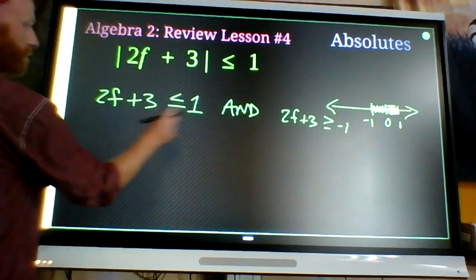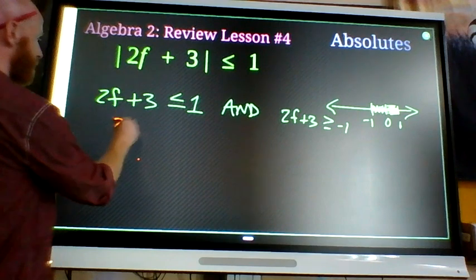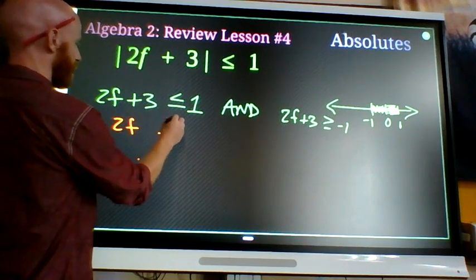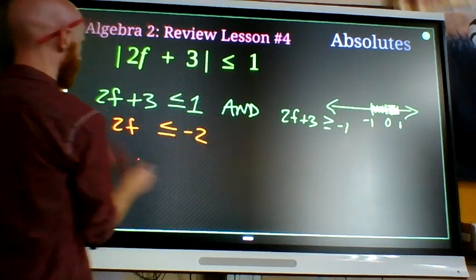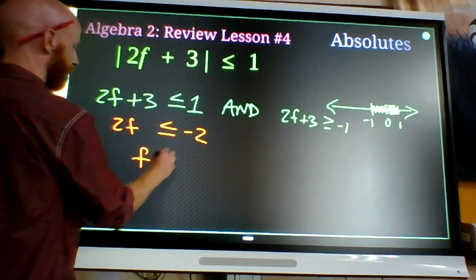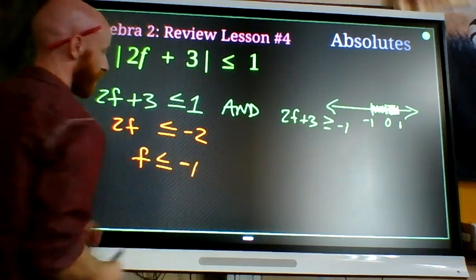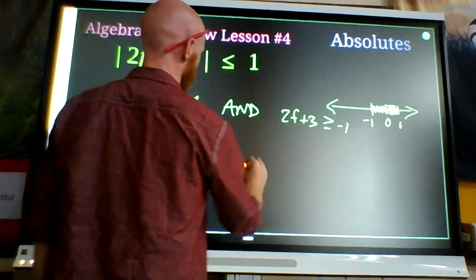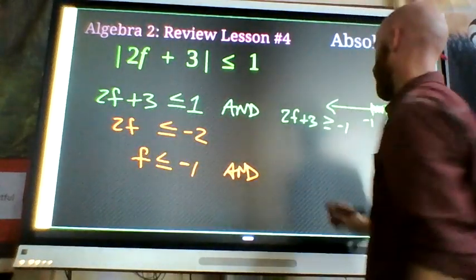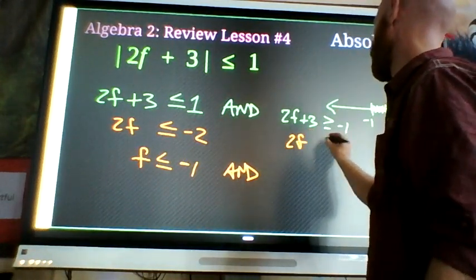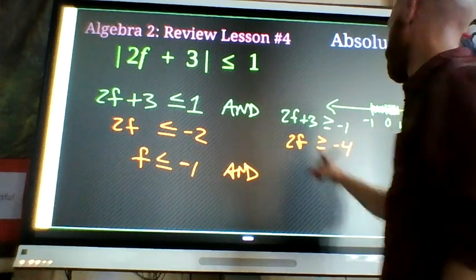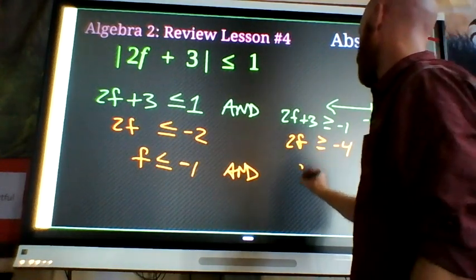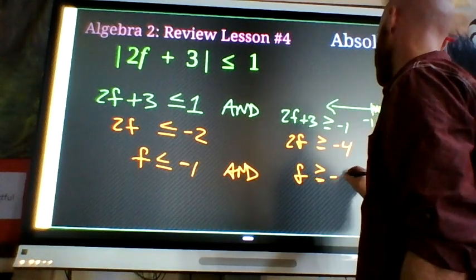All right, subtract 3 from both sides. 2f is less than or equal to -2. Divide by 2 on both sides. F is less than or equal to -1. And subtract 3 from both sides. 2f is greater than or equal to -4. Divide by 2 on both sides. F is greater than or equal to -2.